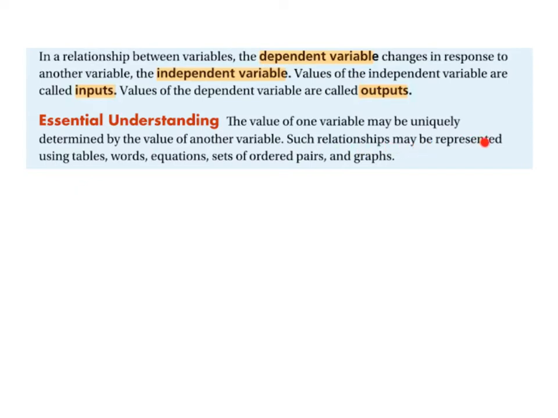But you can represent these relationships with tables, listing out the input values and the resulting output values. You can write out in words what's happening. You can write equations for it. We can have ordered pairs, which is like an input comma output, x comma y, and then we could graph those points into some kind of graphic looking figure. Okay, we're going to do all this in just a moment.